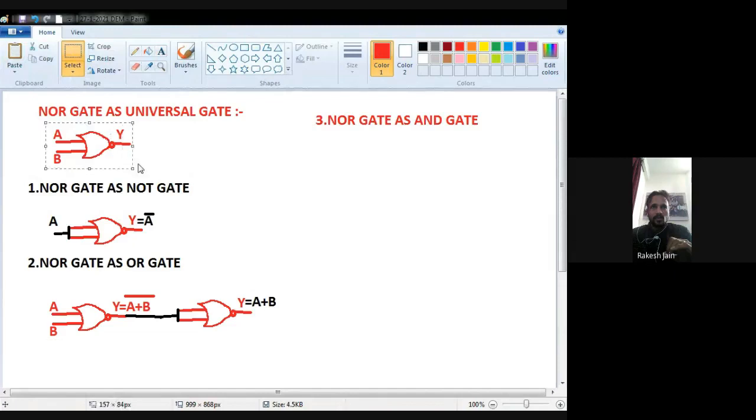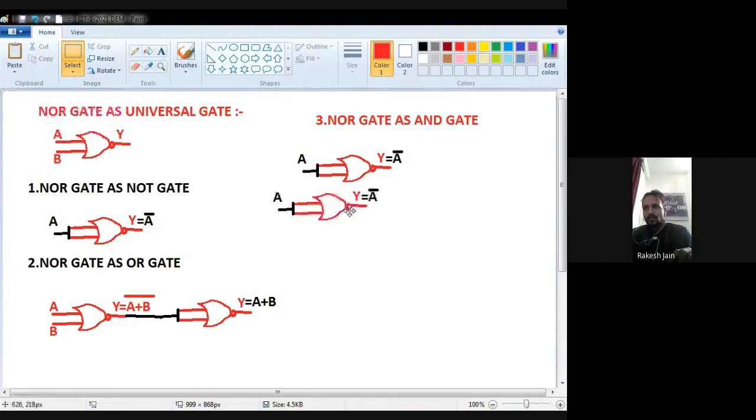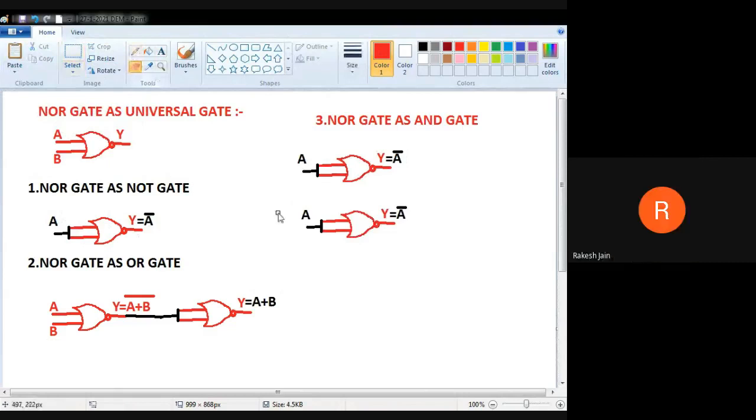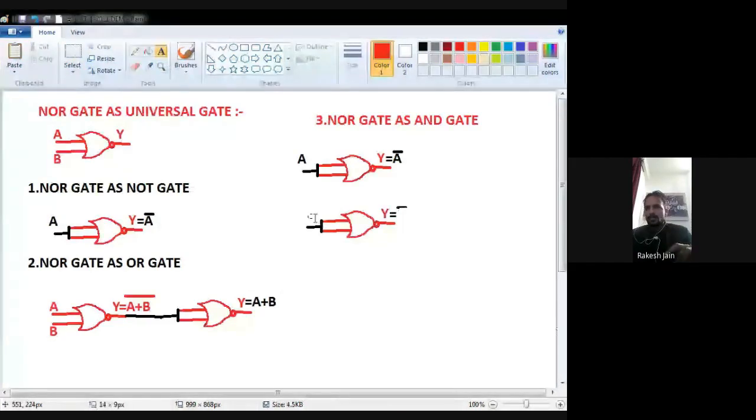First of all, I just take two NOR gates as NOT gates. One having an input A, so the output is A bar. The second having input B, so that the output is B bar.